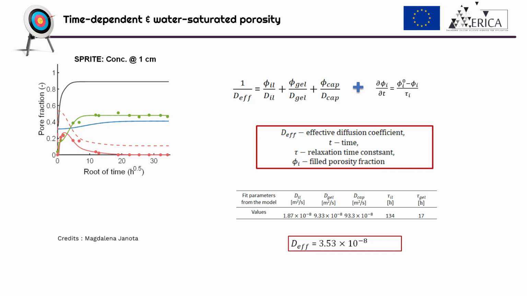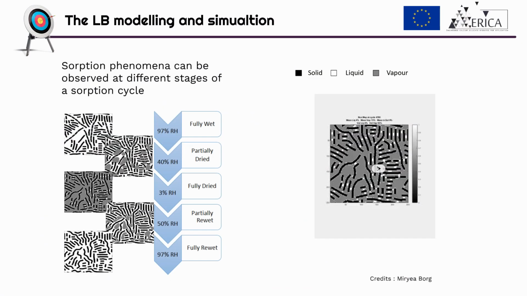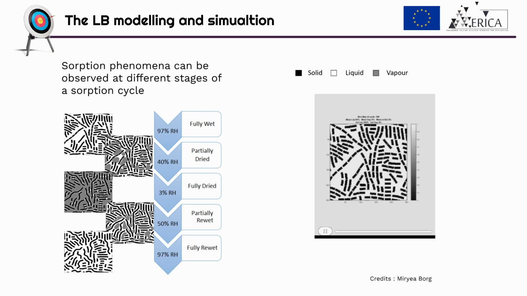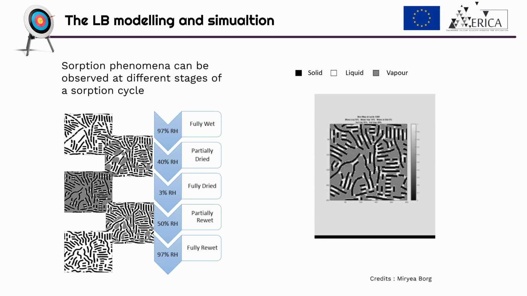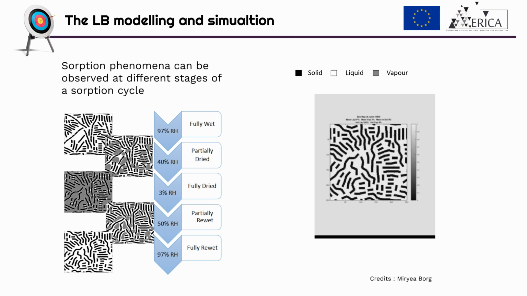And now we will move further and discuss the results from the Lattice Boltzmann modeling and simulation. Now we have already seen that Lattice Boltzmann can be used to create and model cementitious calcium silicate hydrate sheets in a multi-phase liquid and vapor environment. In this video, you can see here that there is a cement microstructure modeled as black CSH sheets interacting with white liquid and gray vapor. This microstructure undergoes a single desorption and sorption cycle where sorption phenomena can be observed at different stages.